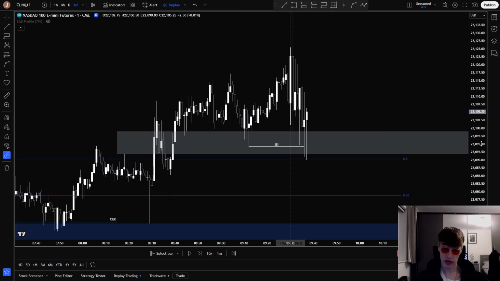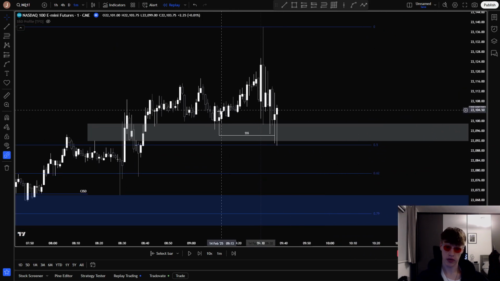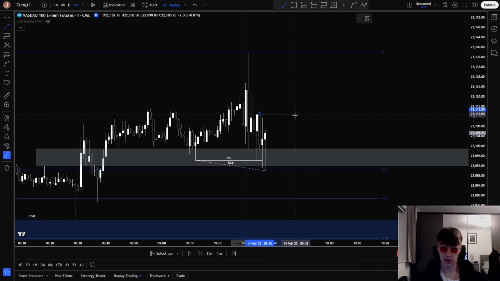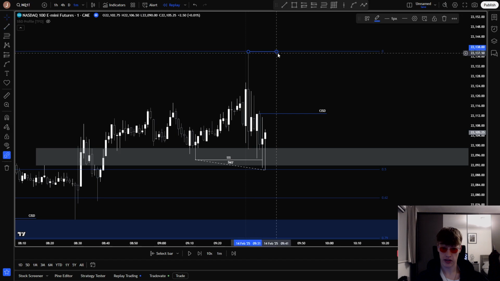You cannot tell me this market is not run by an algorithm. Move higher, tap equilibrium, take the internal low, and we've got an SMT with ES right here as well. So this becomes our 1-minute change in state delivery. This becomes our internal buy side level.